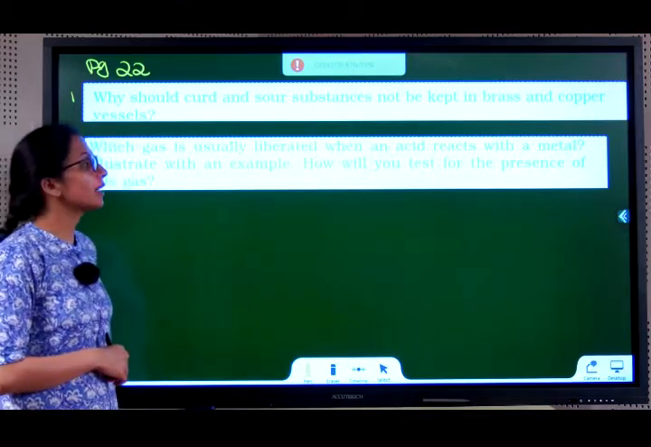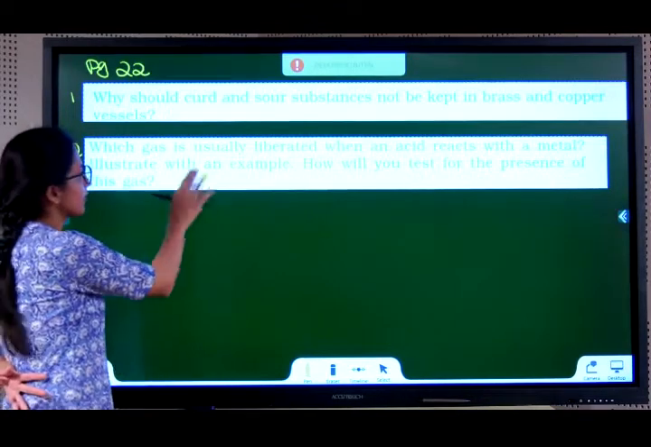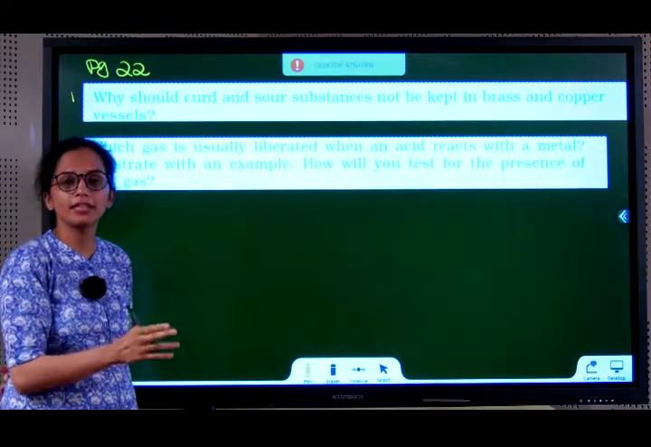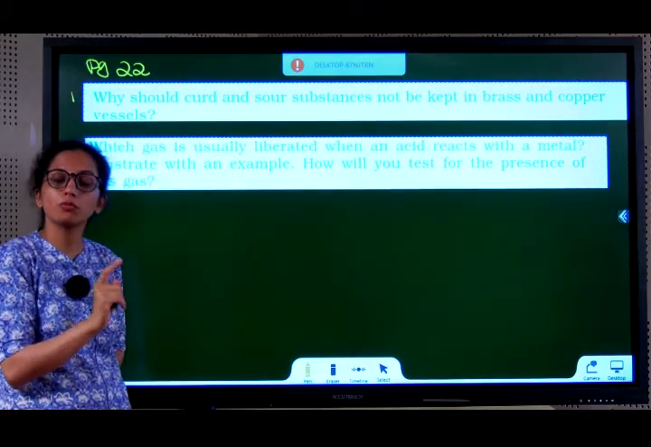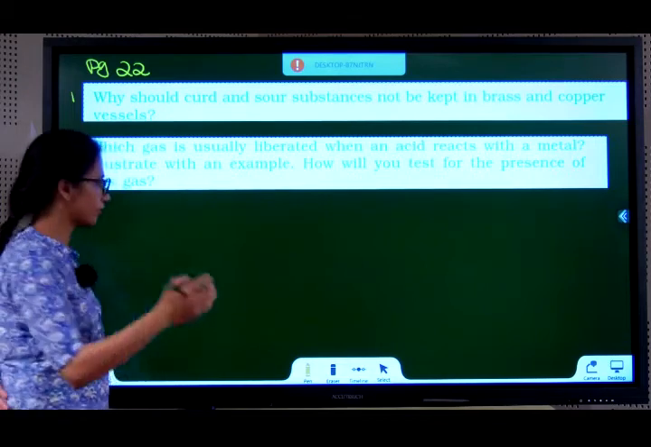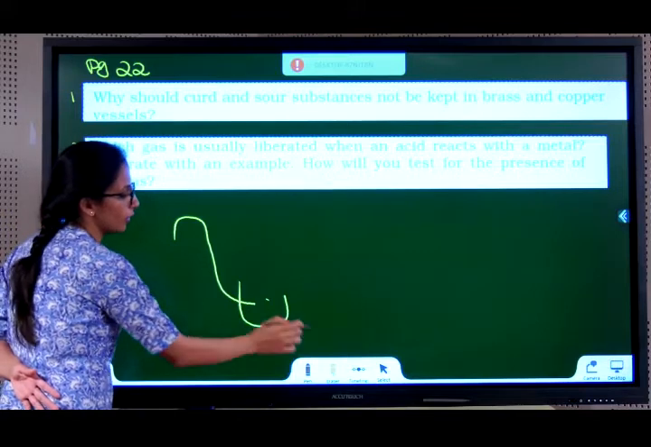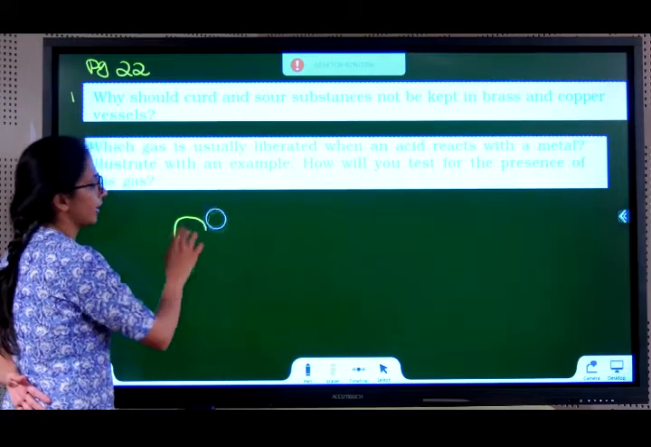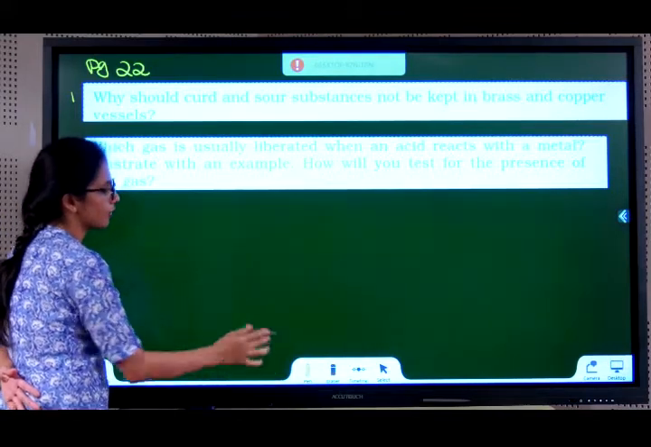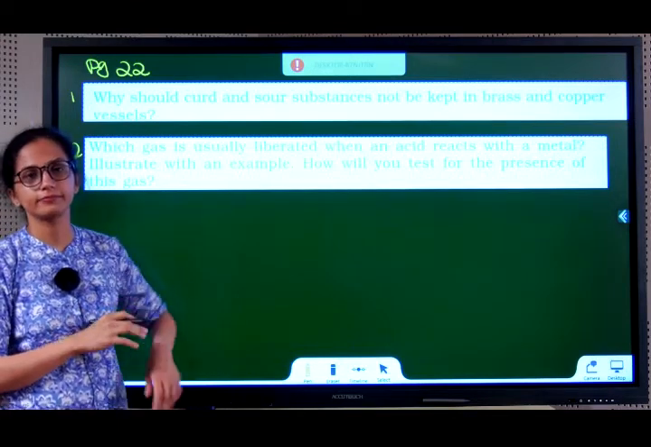Illustrate with an example how will you test for the presence of this gas. So first illustrate with an example. You can explain the activity. How did we do that activity? Activity 2.3. We saw how we tested for the gas also using a pop sound. You saw we used the delivery tube through a soap solution. You have to write about that activity. Write the reaction of zinc granules and sulfuric acid or hydrochloric acid as the example.